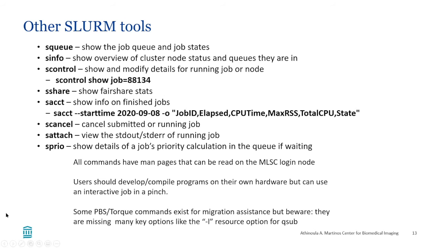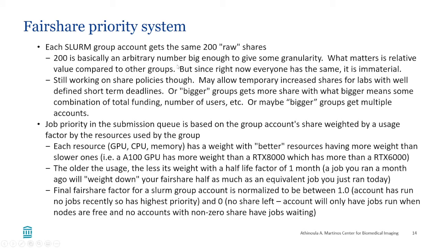All right. Let's talk about the fair share priority system. This is very complex, and again, this is something I really need people to start using the system and actually get jobs backed up and waiting for resources to see how this works. But the basic concept is that each of these Slurm group accounts gets the same 200 raw shares. Now that number 200 is essentially arbitrary. I could easily have made everybody have 500, but it's just big enough to give granularity to the calculations that are made. What matters is just the relative values compared to the group, but since everybody's getting the same 200, that's immaterial. We're still working on policies, though, on that.